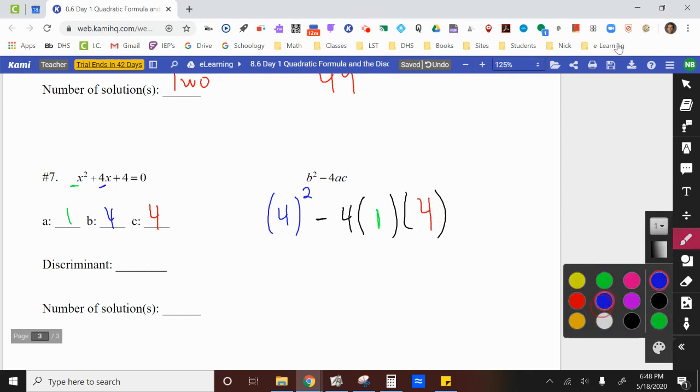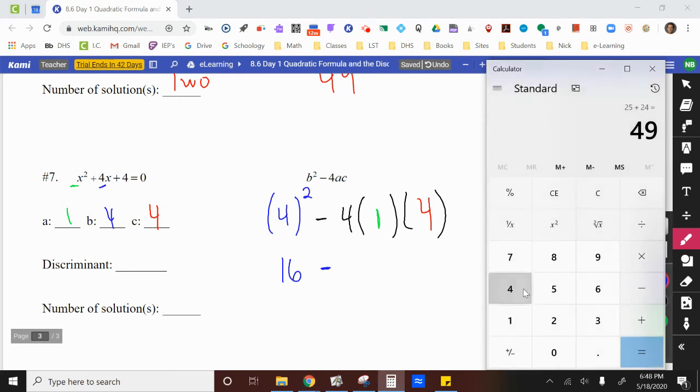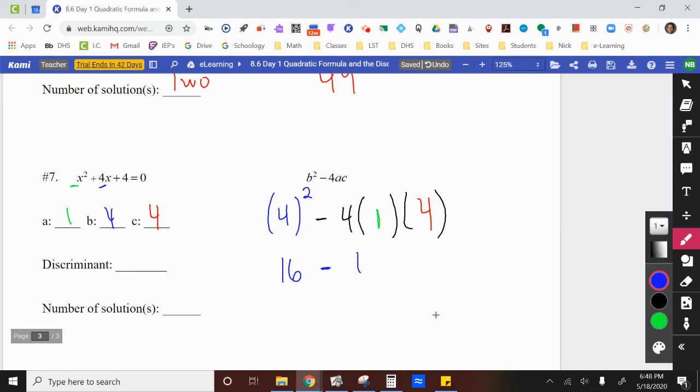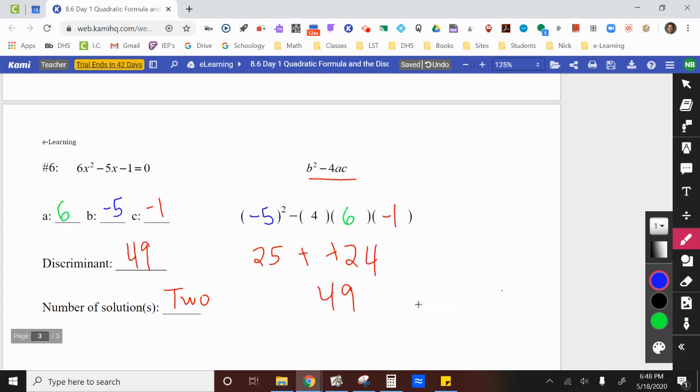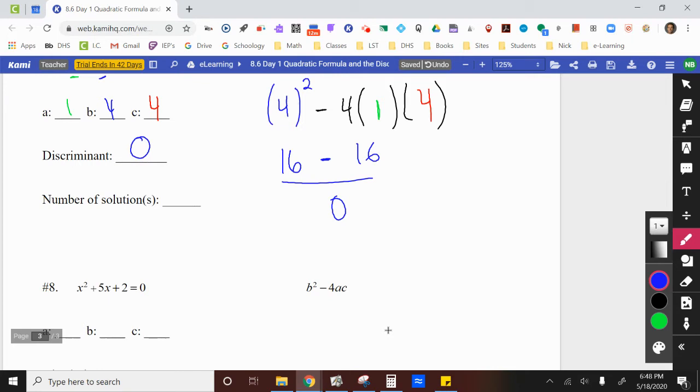Now I'm going to do some simplifying. 4 squared means 4 times 4, which is 16, minus 4 times 1 times 4. I can do that in my calculator. 4 times 1 times 4 gives us 16 as well. So now we have 16 minus 16, which gives me 0. That means my discriminant is 0. And again, if I have a discriminant of 0, that means I have 1 solution.